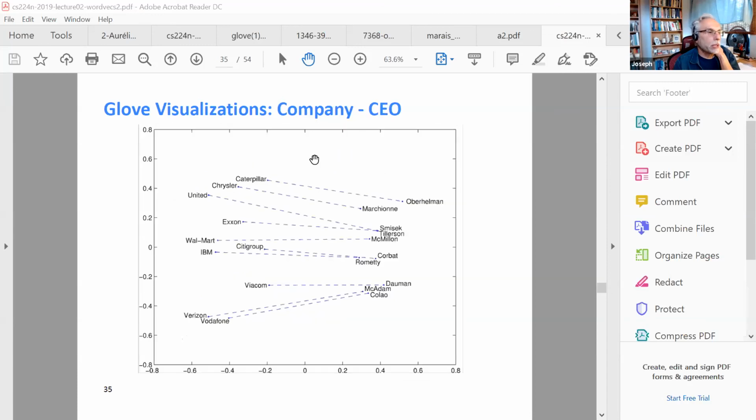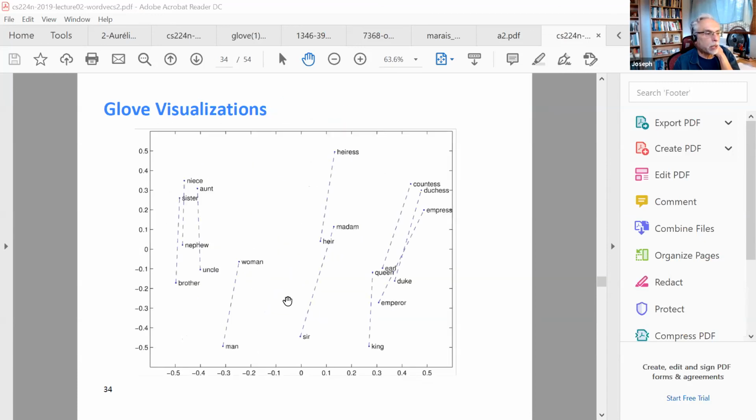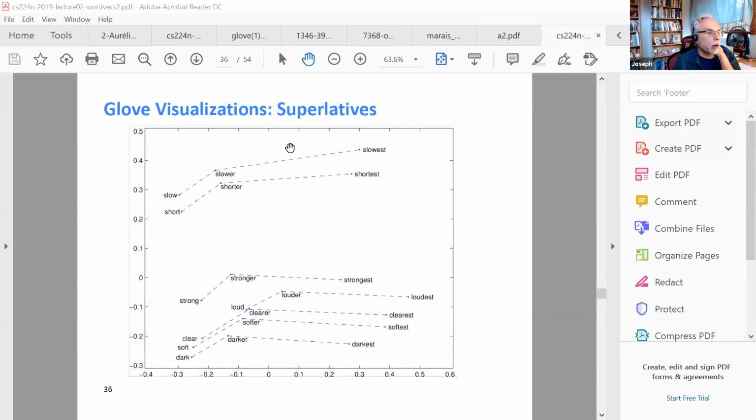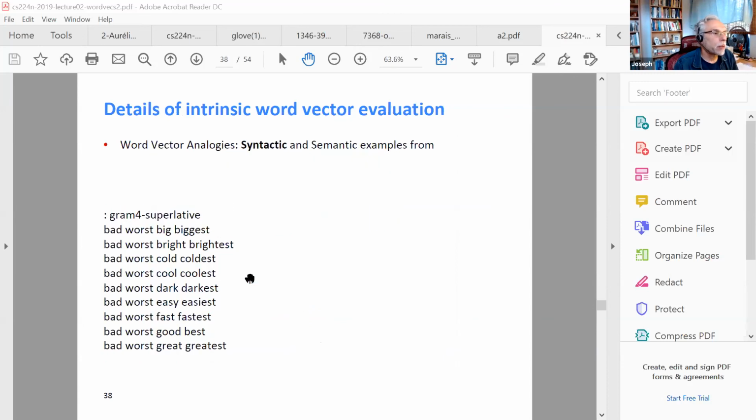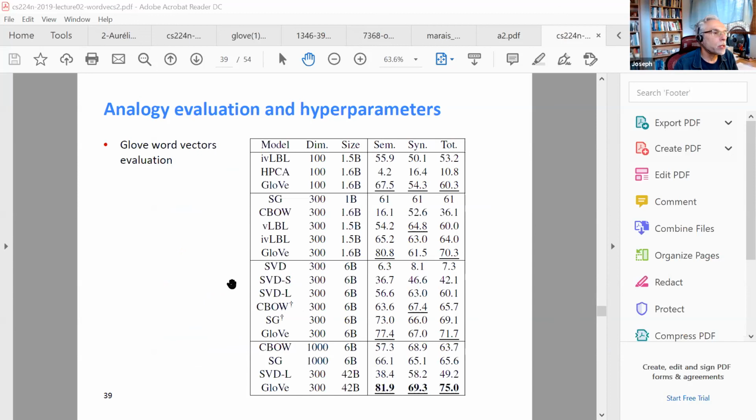Superlatives. These are semantic things, the meaning, right? But these are the superlatives, slow, slower, slowest. Those are syntactic relationships. They relate to the structure of the language. Okay, so he talks a little bit about this: intrinsic word evaluation, analogy evaluation, hyperparameters.